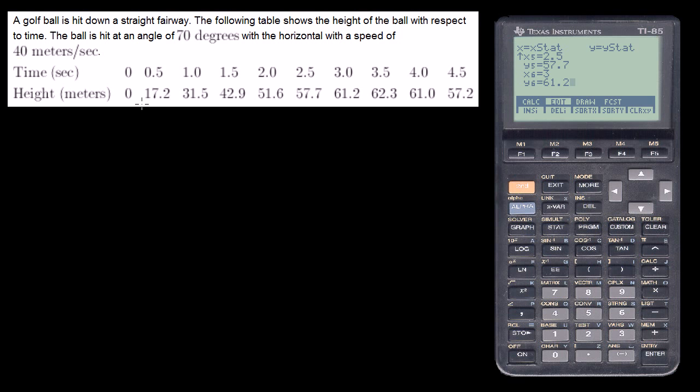I just keep pressing enter every time. When x is 3.5, y is 62.3 meters in the air. When x is 4, y is 61 meters in the air. And when x is 4.5, y is 57.2. So I've entered all of the data. And then the next thing I want to do, I'm going to plot all of it. But before I plot all of this data, I want to make sure that I have the proper range on my display. So I'm going to go to Graph, hit Range, and see.